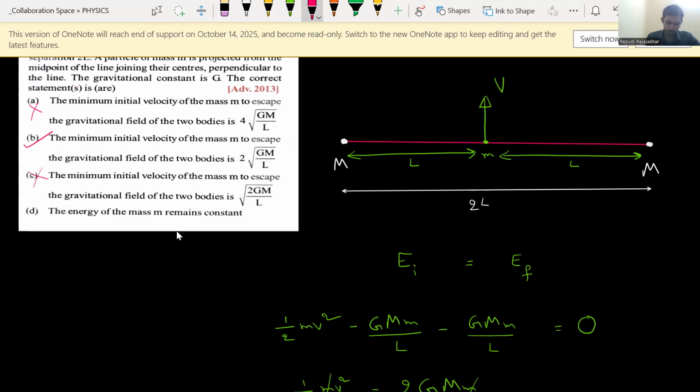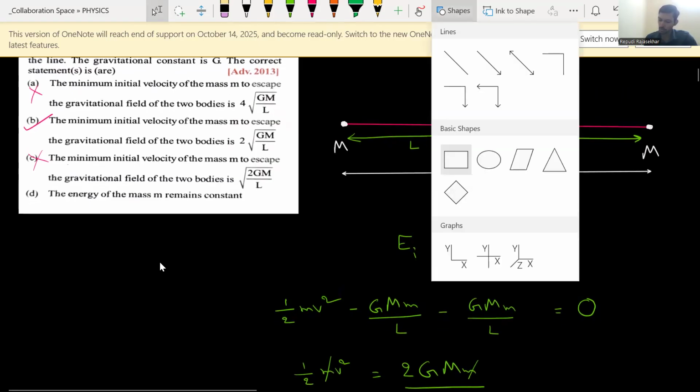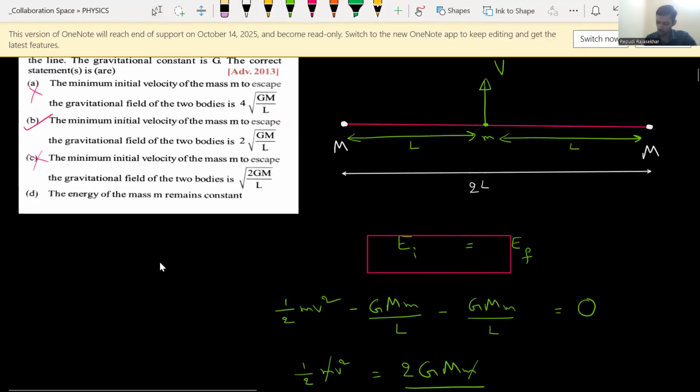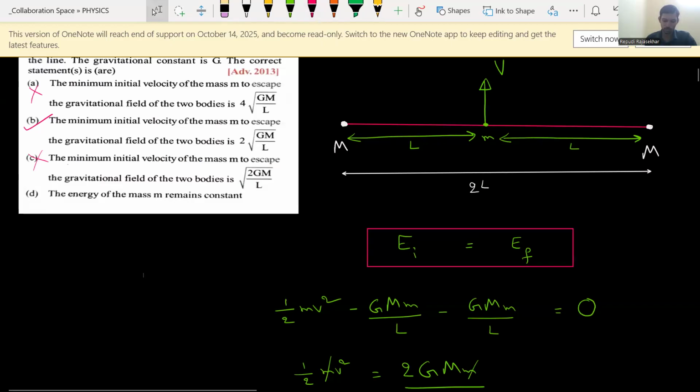Option C is wrong. Option D: the energy of the mass m remains constant. Yes, energy remains constant. That's why we can apply the conservation of energy equation here. Initial energy equals final energy, we can write, because here energy is conserved. So option D is also correct.